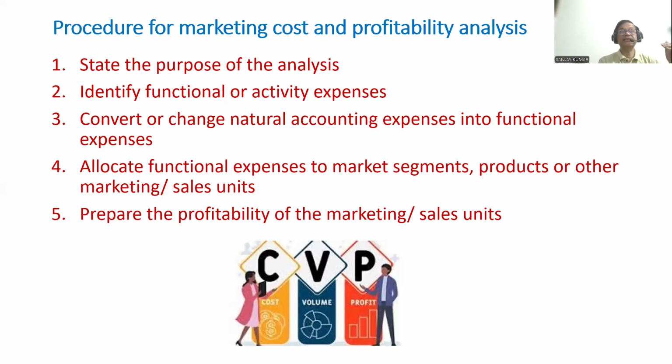for checking whether the intermediary is working properly or not, whether its ROI is good or not, whether the sales volume you are getting is as per your target or not. So that purpose should be very clearly identified. The next is to identify functional or activity expense.